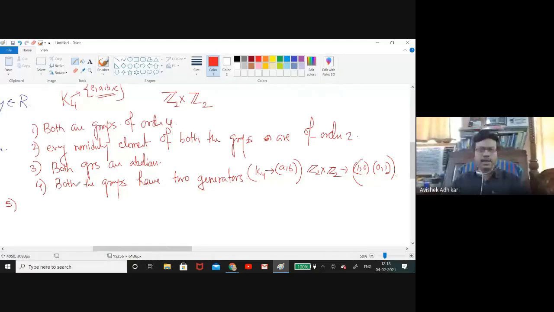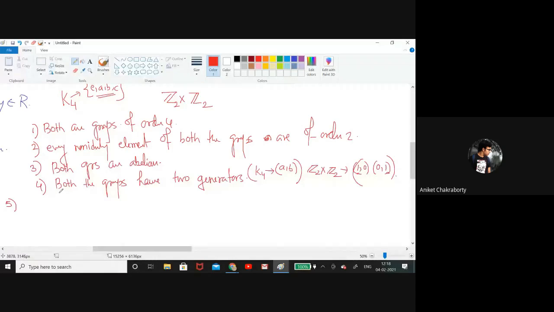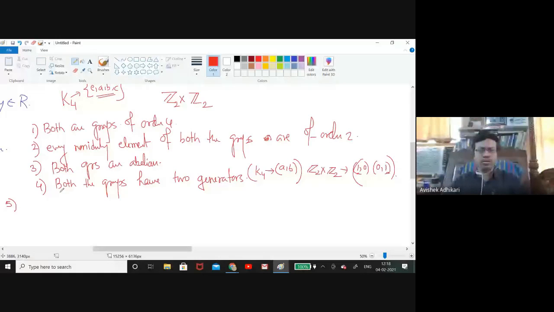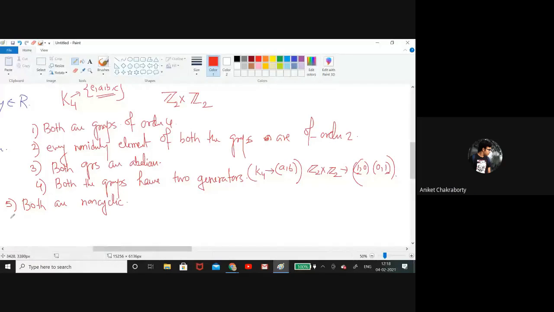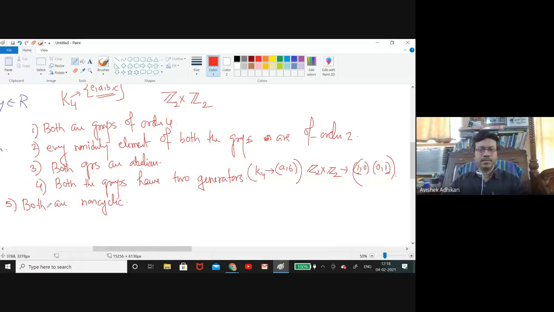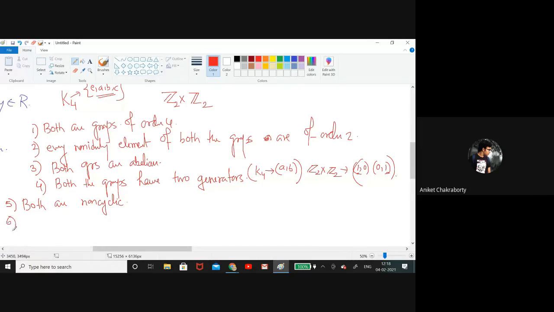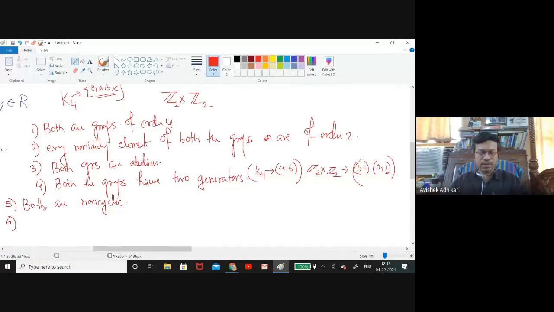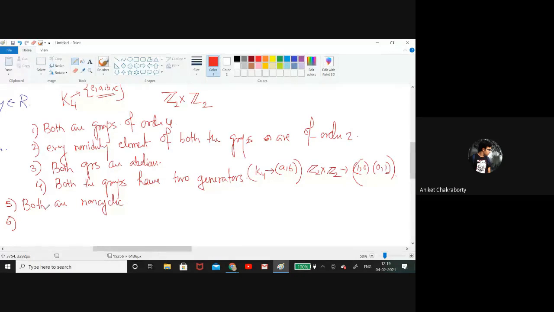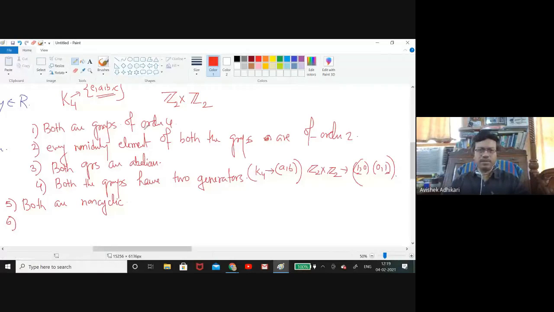Fine. Any other property that you would like to share? Both are non-cyclic. That actually follows from here: two generators, so both are non-cyclic. Then, do they have the same order? Yeah, same order, I have already mentioned. Both of them are of order 4.